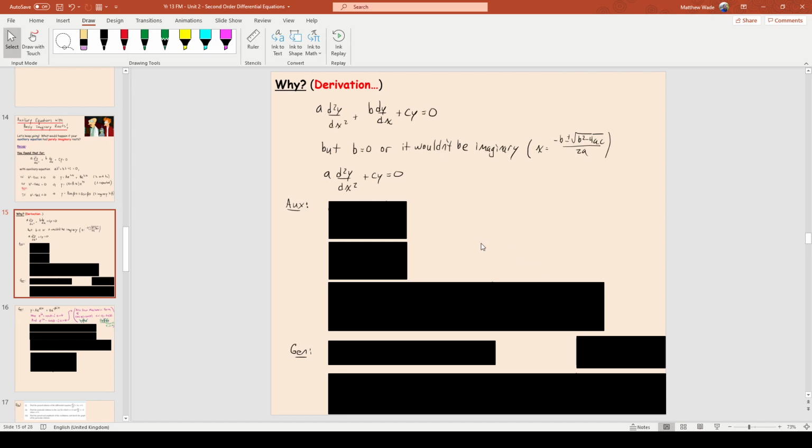Well, I bet you can do the next part, actually. The next part is just getting what lambda would equal. So let's do it.